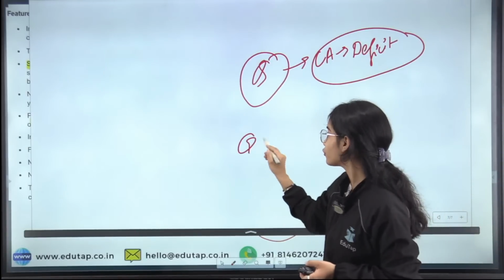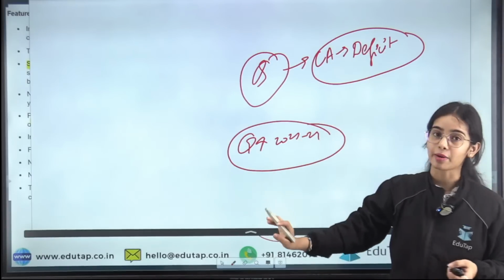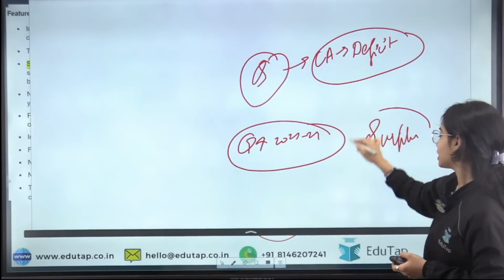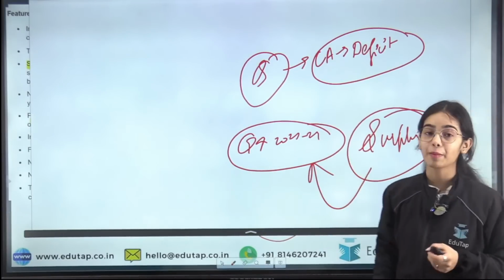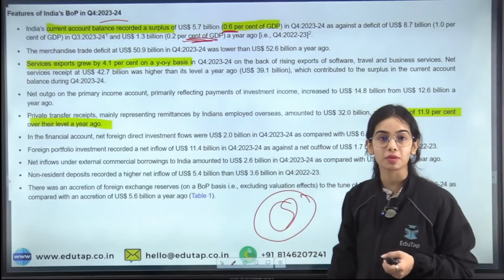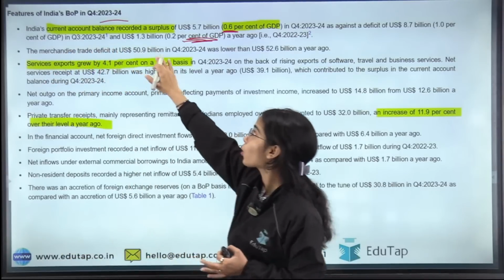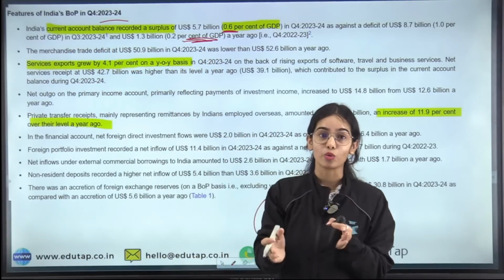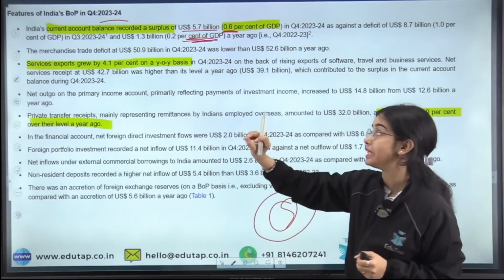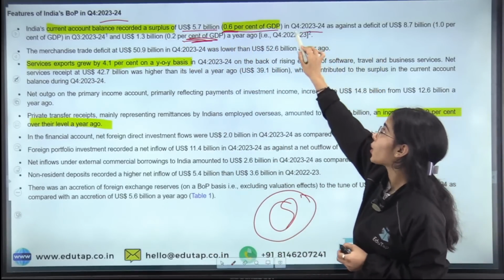But in quarter 4 of 2023-24, there is a magical thing that has happened: the current account has got into surplus. That's why most of the newspapers are covering it. The idea is that India's current account balance recorded a surplus. The current account has got into a surplus of US$5.7 billion, that is 0.6% of the GDP in quarter 4.